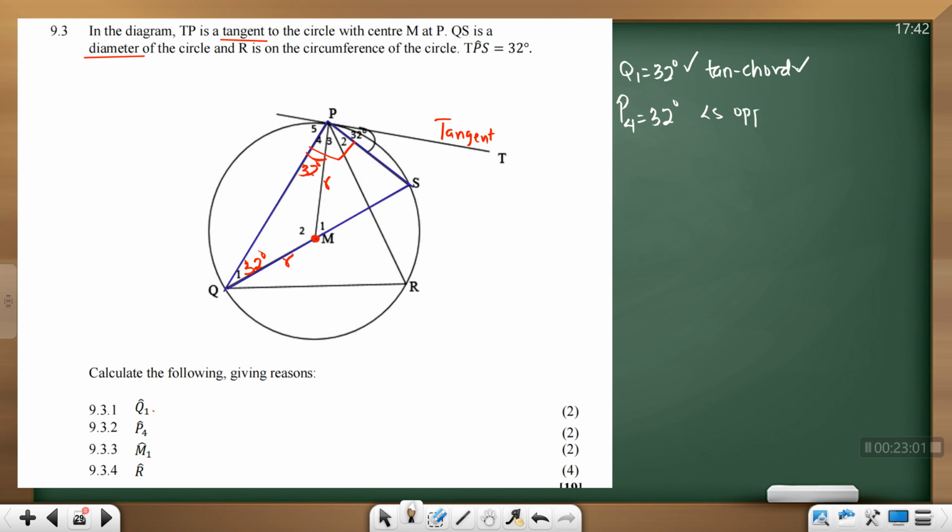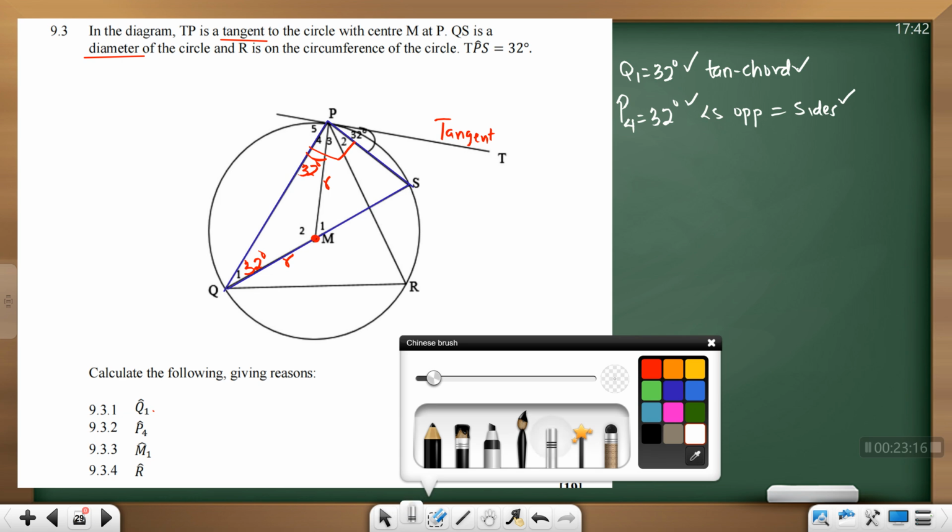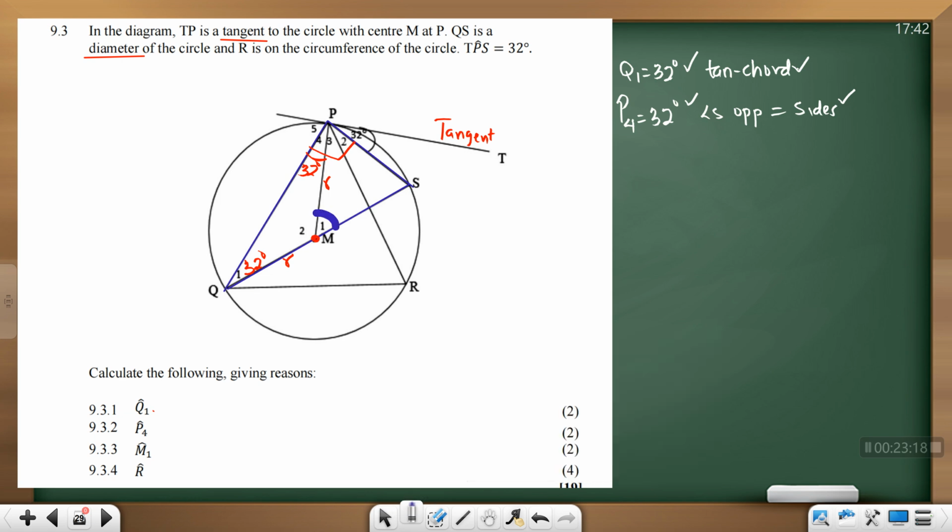Angles what? Opposite equal side. 1 mark. Please don't write the word isosceles. You get a 0. M1. Let's trace. What do you notice? I'm going to use highlights. M1. Oh, where's M1? It's at the what?